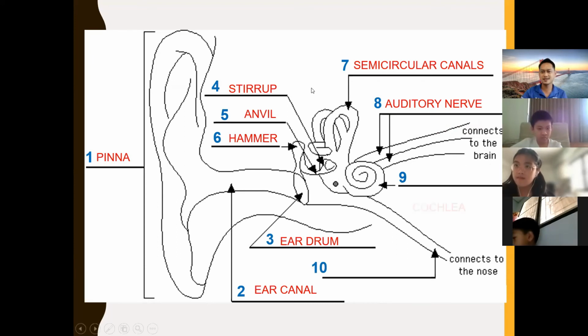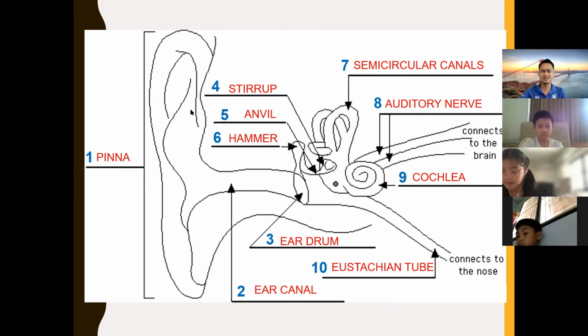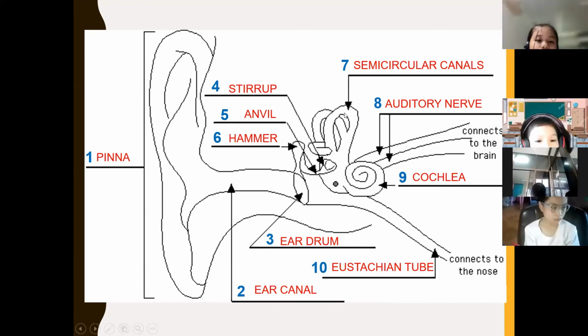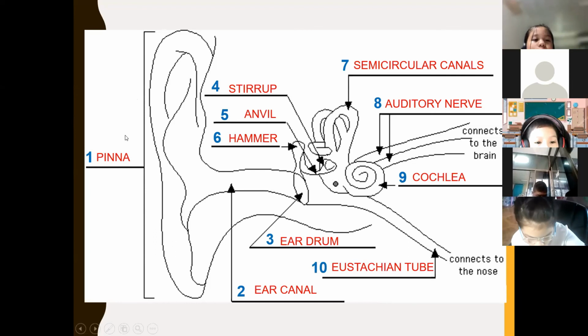And number nine is the cochlea. Cochlea. And number 10 is the eustachian tube. So these are the different parts of the ear: the outer ear, the middle ear, and the inner ear.